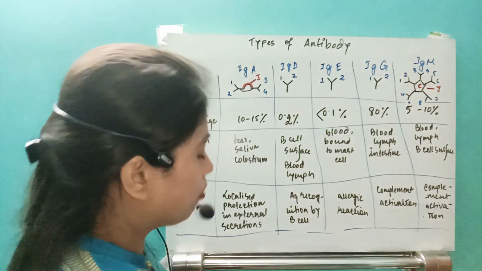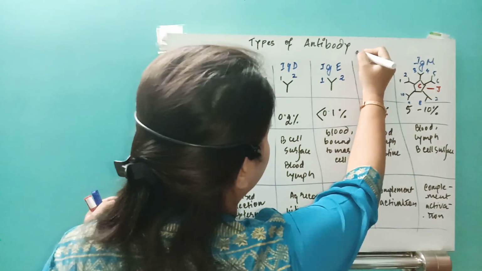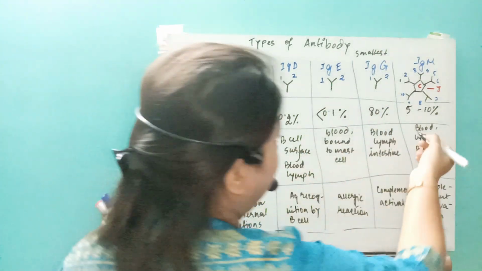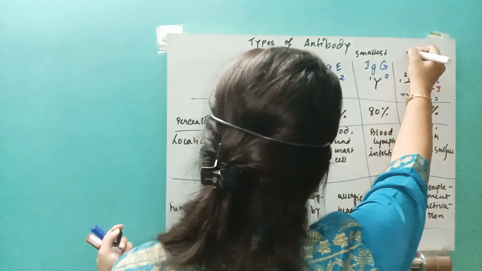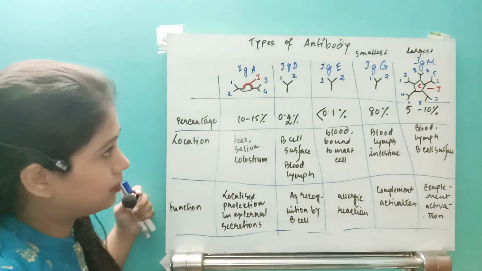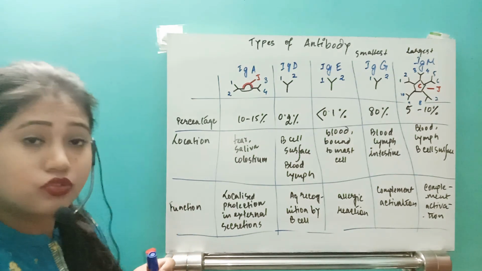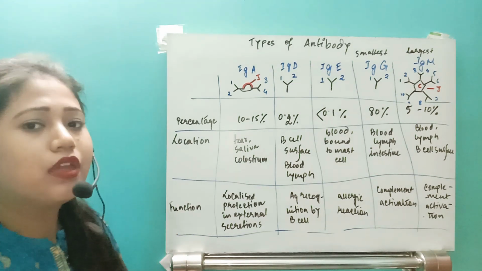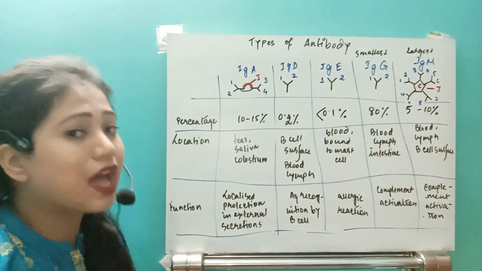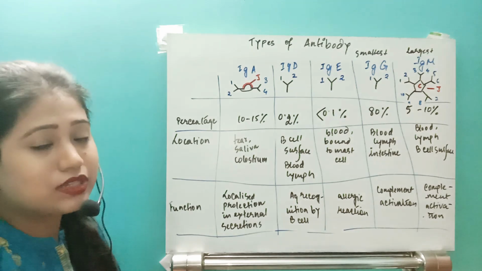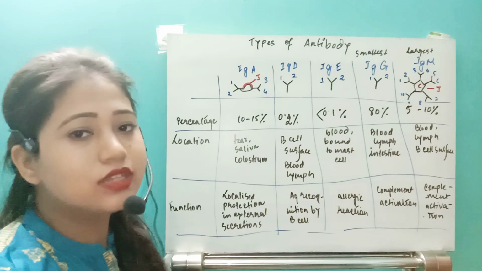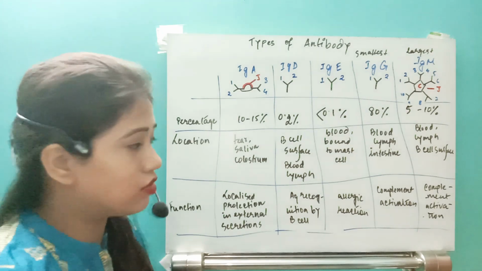That is immunoglobulin G. Remember, immunoglobulin G is the smallest antibody, and immunoglobulin M, as given in the diagram, is the largest antibody or immunoglobulin. Now just see the percentage. This question has come a number of times: which antibody is present in maximum amount in our body? That is IgG, which is the smallest, and is present in the highest amount also.